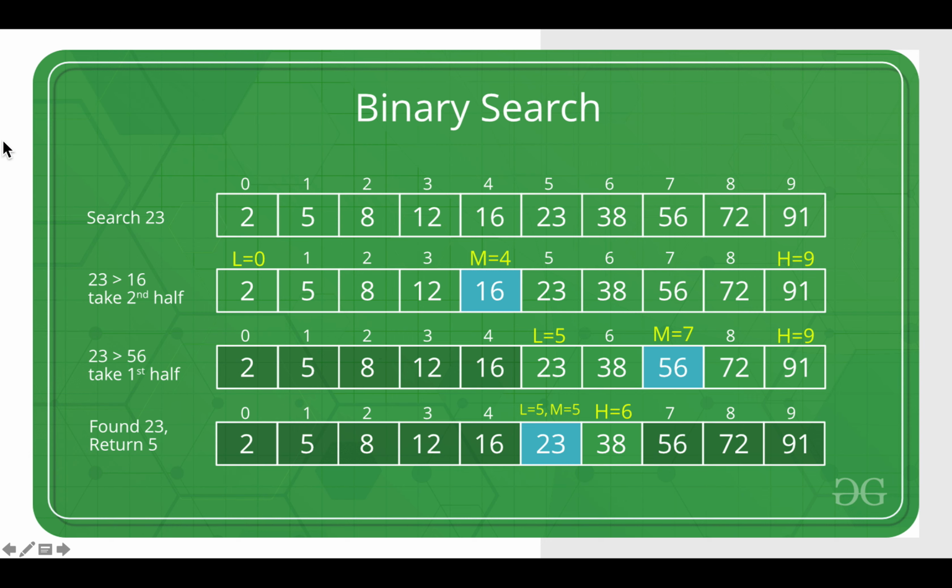But notice what you do here is you set a pointer at your leftmost value, a pointer at your rightmost value, and a pointer at the midpoint. All right? So you always check the midpoint for your search element. In this case, my leftmost value is 2, my rightmost value is 91, and my midpoint is 16.